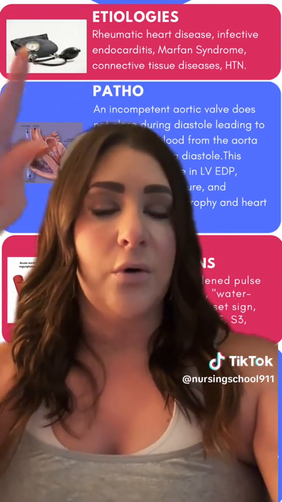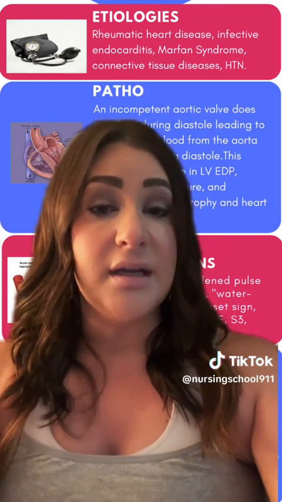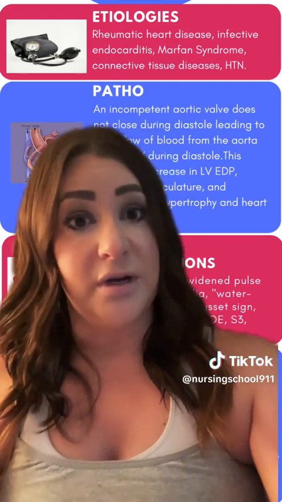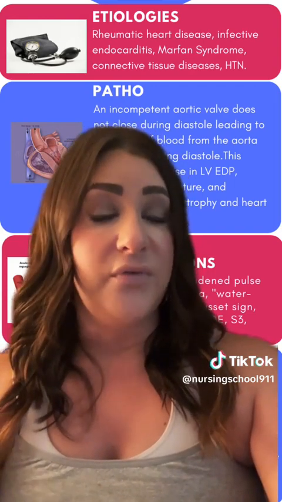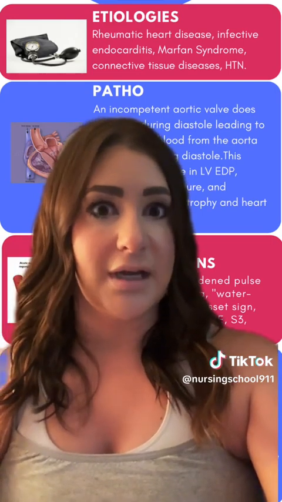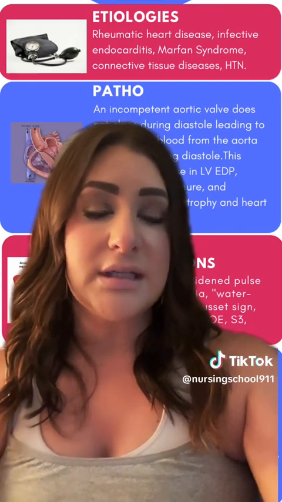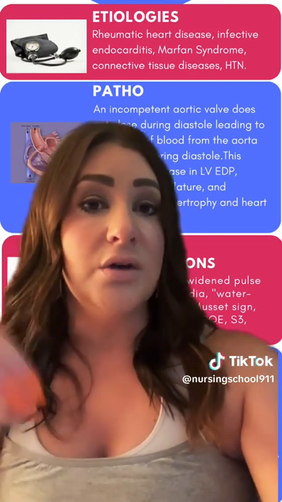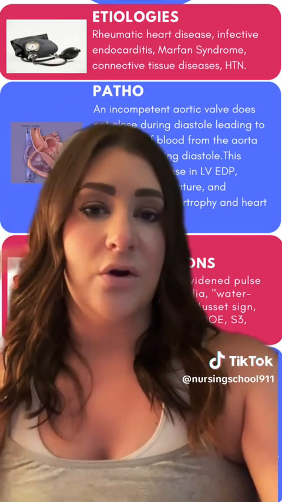So, what are our underlying etiologies or causes? Worldwide, the most common is rheumatic heart disease, which is caused by rheumatic fever, which is caused by strep. Another infective cause could be infective endocarditis, Marfan syndrome, which we know is a connective tissue disorder. Other connective tissue disorders like lupus can lead to aortic regurg. And then finally, long-standing, poorly controlled hypertension, which is probably the most common underlying etiology here in the United States. But worldwide, again, it's rheumatic heart disease.